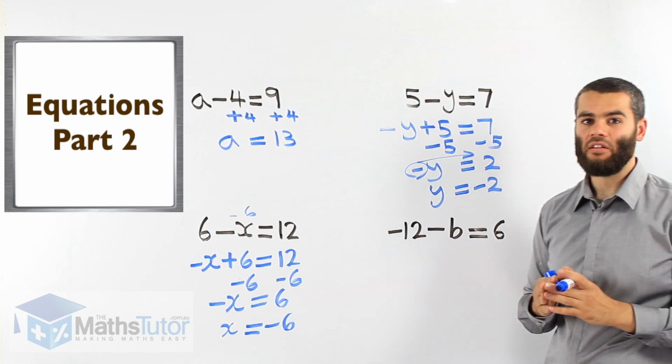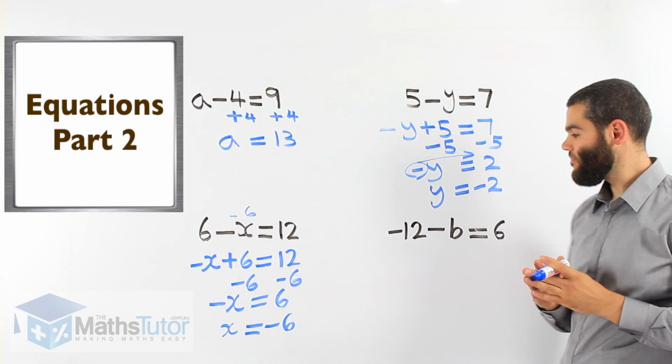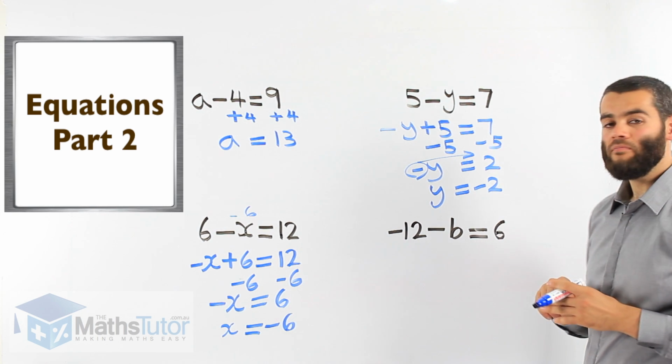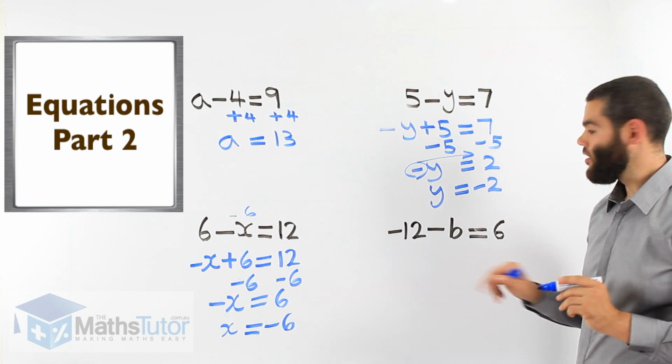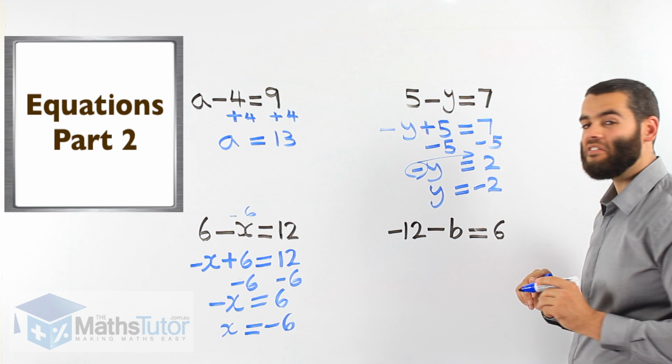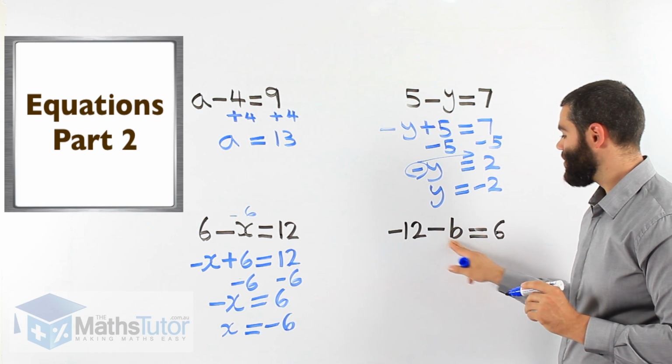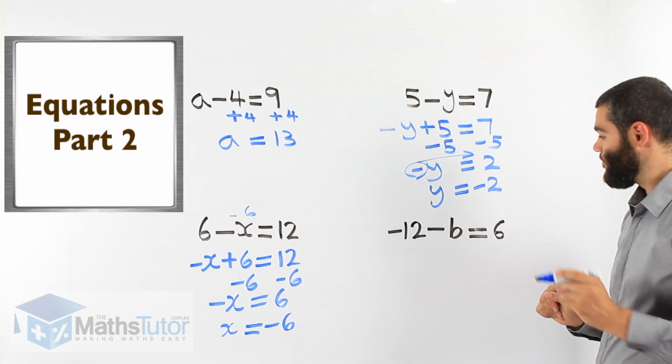Y equals -2. It is that easy, guys. We'll do another one. Now you should be getting the hang of it. What do we do with -12 minus b equals 6? We notice the b, we would like to put it at the front. It's easier to work with.